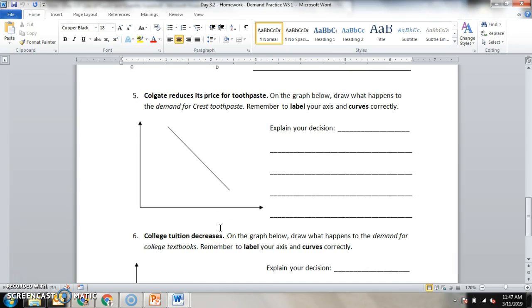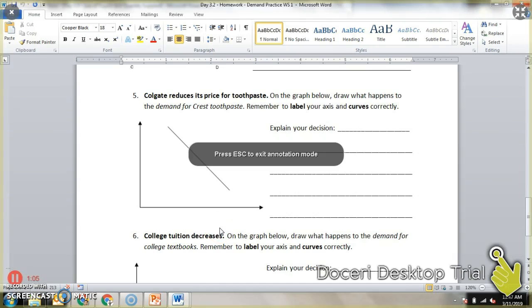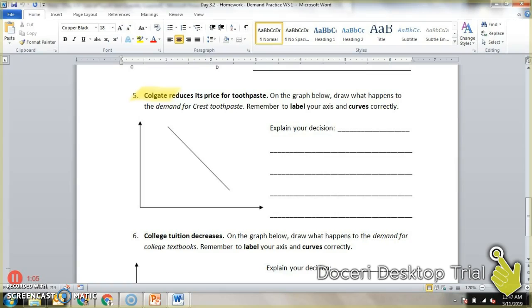For number 5, the first mistake students often make is they don't recognize that there are 2 different products here. And so if there's 2 products, we have to look at the relationship between these 2 products, and we should identify that they are substitutes. And so with that information, we can label our axes, P and Q. We label our demand curve.